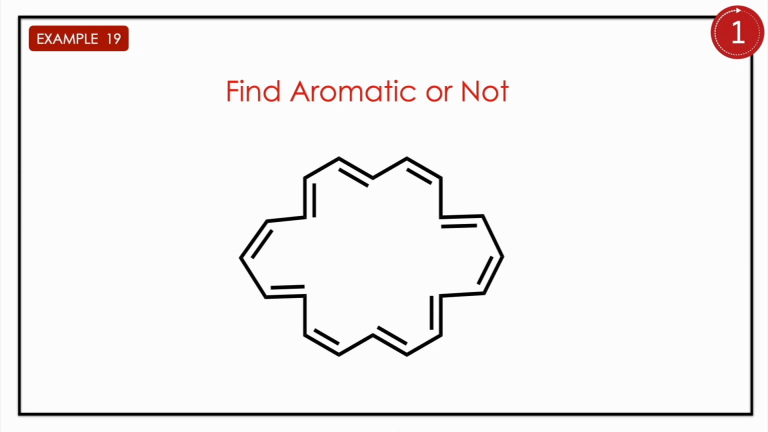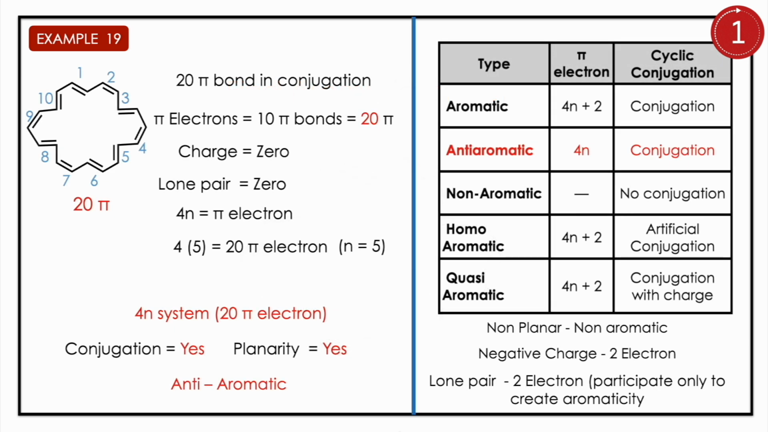Then the next example. Here you have a 20 carbon system with alternating single and double bonds. Totally 10 pi bonds with 20 carbons. So a 20 annulene system. You should find whether the compound is aromatic or not. The compound may look big, but we start from the fundamentals. We count the pi electrons. Totally 10 pi bonds are there, so 20 pi electrons. Charge is not there. Lone pair is also not there.